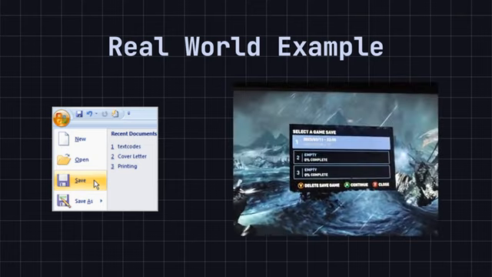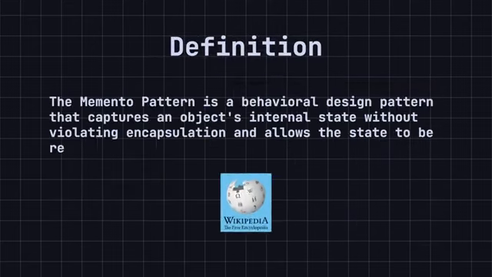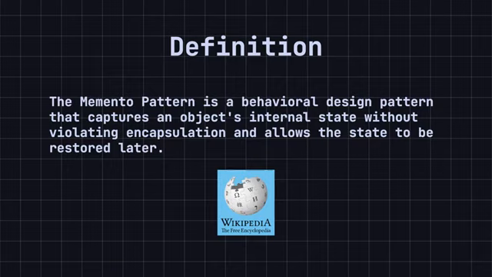Another example is the save feature in video games, where players can save their progress and load it later. According to Wikipedia, the memento pattern is a behavioral design pattern that captures an object's internal state without violating encapsulation and allows the state to be restored later.